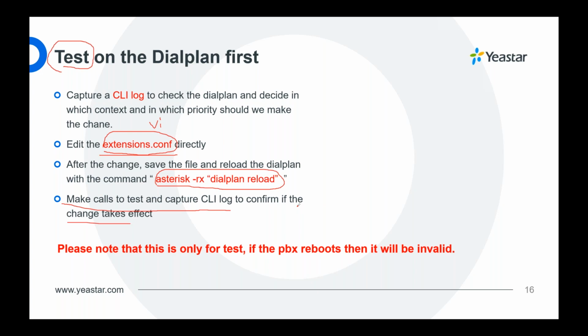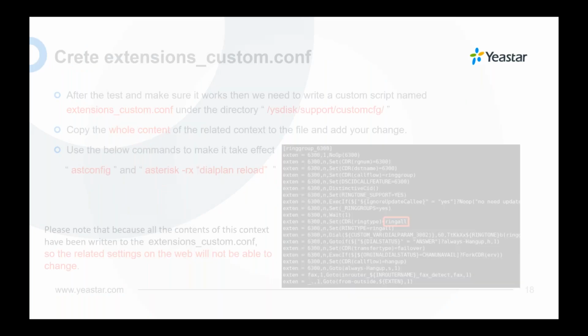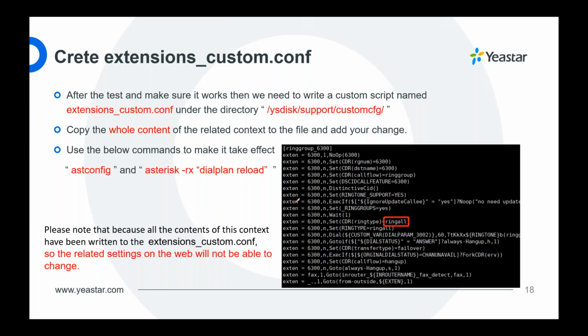So sometimes the customer may make changes on the Dialplan and it works, and then the customer is very happy and just forgets to write the scripts to our specific directory. Then after an upgrade or after a reboot, the feature is gone, right? So after you confirm that your change is working, you have to do several steps.